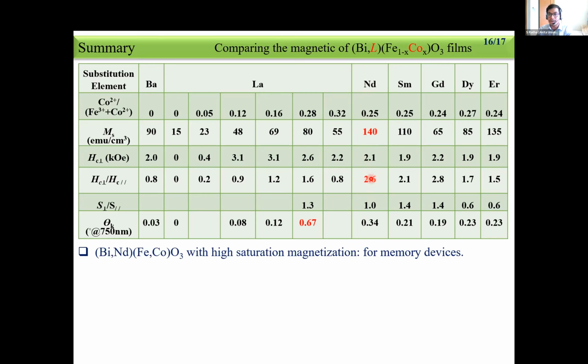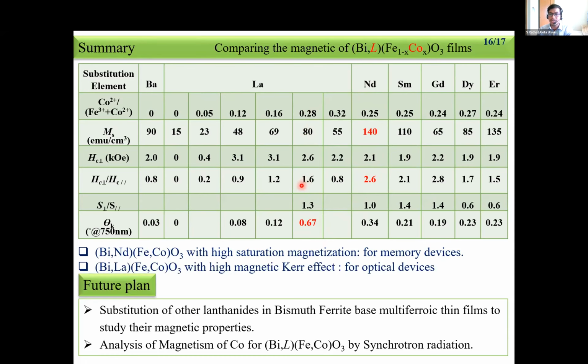Now think about optical devices, that is the Kerr effect. Among all, lanthanum substitution is giving a high Kerr angle. I already said the cobalt concentration is around 25%. So this material is better for optical devices. In the near future, we are going to try other materials and other elements on the B side. And most important, what is the physics behind it? Why is this interaction happening and increasing? So this is all about my work. Thank you so much for your attention.